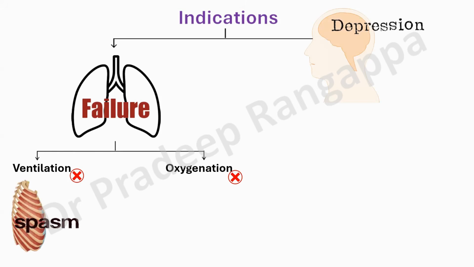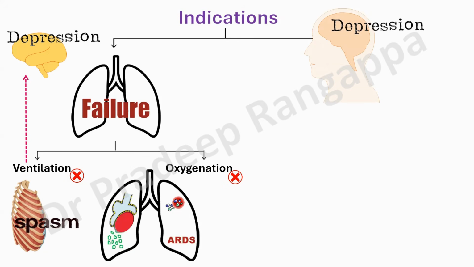So failure of ventilation typically happens when there is a respiratory muscle spasm or when there is a neurological obtundation. Failure of oxygenation typically happens when there is a parenchymal issue. So it could be atelectasis, pulmonary edema, pneumonitis, or ARDS. These are some of the key parenchymal problems in poisoning that can lead to failure of oxygenation.